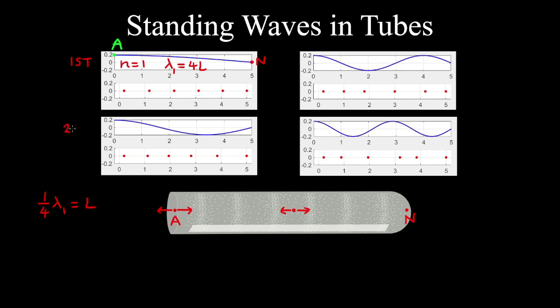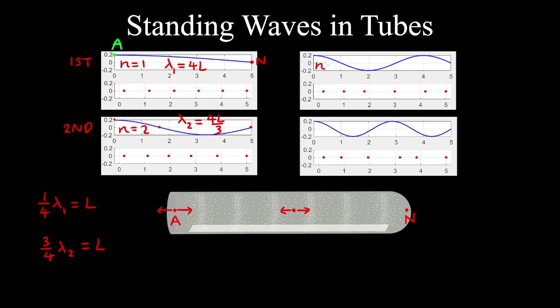Now for our second harmonic, if we follow this standing wave, we have from node to node being half a wavelength, and from this node to the antinode we have a 1/4 wavelength. So therefore we have 3/4 of a wavelength along the length of the tube. So therefore the wavelength of this standing wave is 4/3 of the length of the tube.